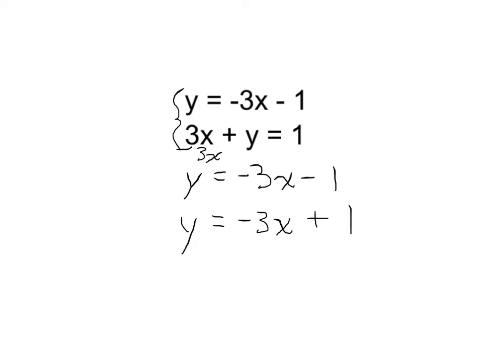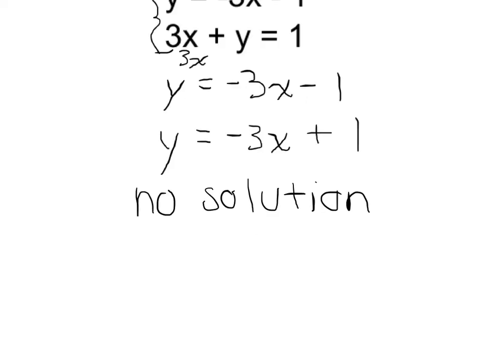This system of linear equations has the same slope but different y-intercepts. So this means that these two lines are parallel and that there is no solution because they will never intersect. That gives you your answer.